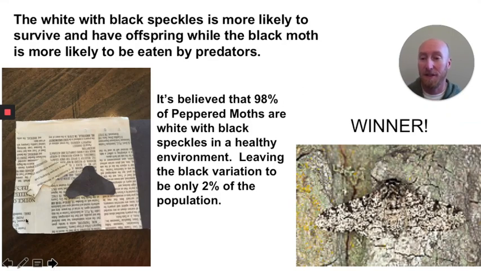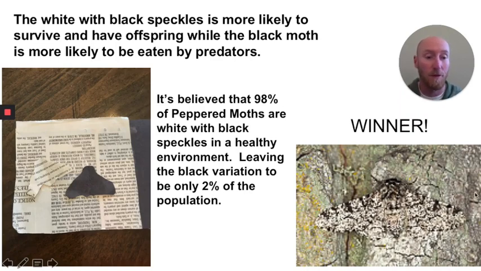As you see here, the white with black speckled peppered moth variation is more likely to survive and have offspring, while the black variation of the moth is going to be more susceptible to predators just because it stands out so much.